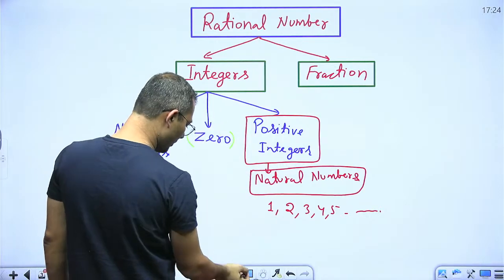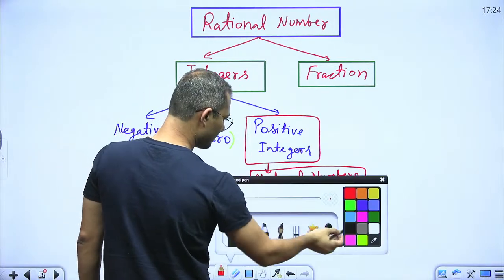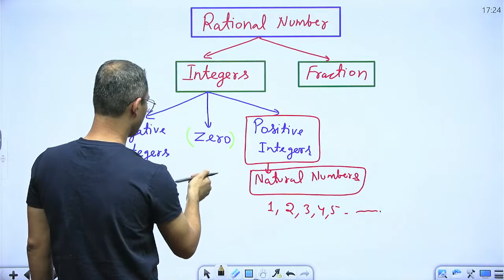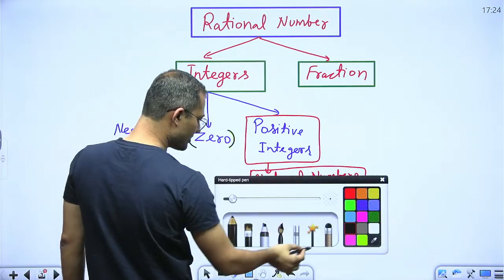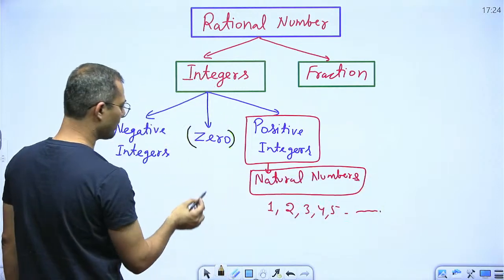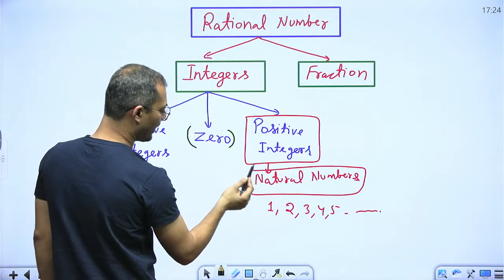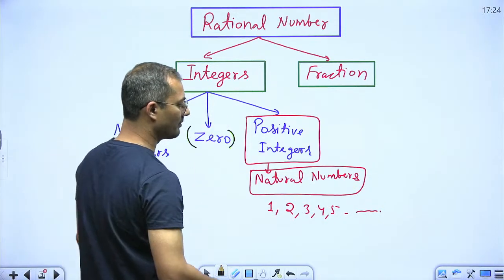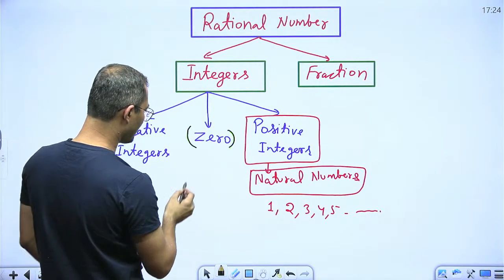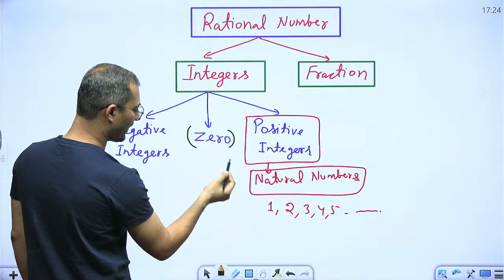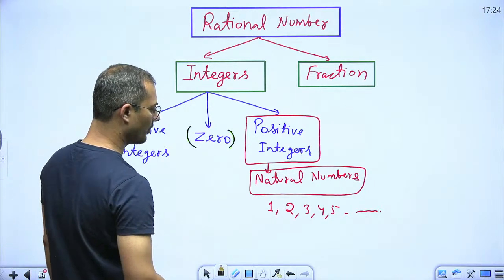And when we include 0, very important, when we include 0 and natural numbers, it becomes whole numbers. So we can say that 0 and natural numbers are known as whole numbers.